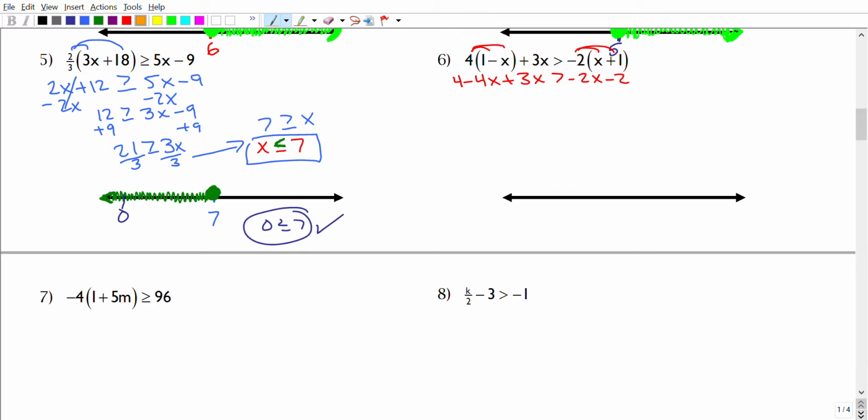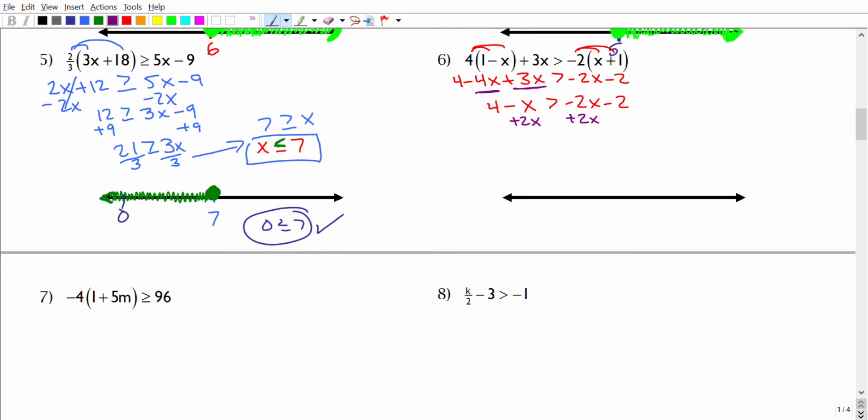Okay, so distributing was the first step. After that, you have to check to see if either side of the inequality has like terms. Well, on the right side, you can't combine the negative 2x and the negative 2, but on the left side, you could definitely combine the negative 4x with the 3x. So what do we get? We get a 4 minus 1x, which is just 4 minus x, minus 2x, and negative 2 on the other side. Now, move your smaller variable, because you have 2 of them. So I'm going to move the negative 2x.